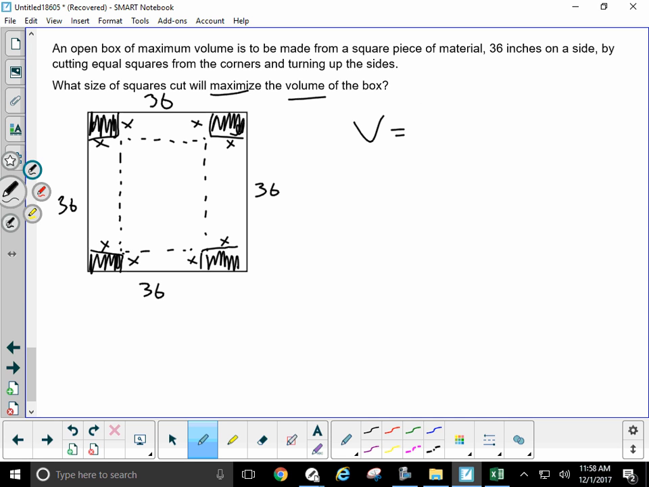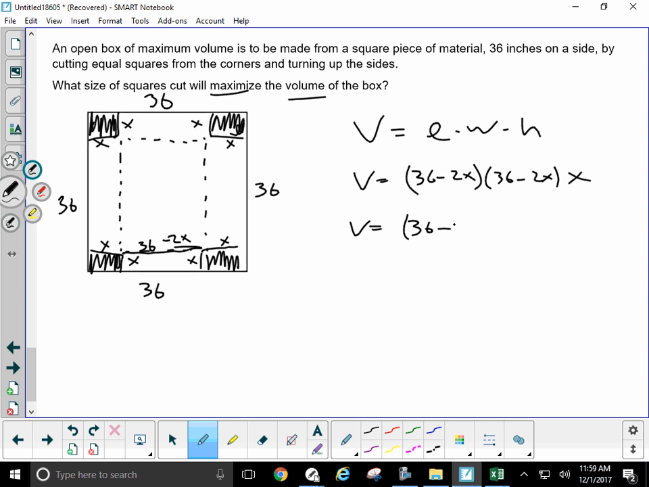Well, the volume of a box is length times width times height. But I want a simpler expression just using one variable. So I need a length, a width, and height of the specific box. Well, we should see that this length here is 36 minus 2x. And the width is going to be the exact same, 36 minus 2x. The height is just going to be x. I'm going to simplify that to be 36 minus 2x squared times x.